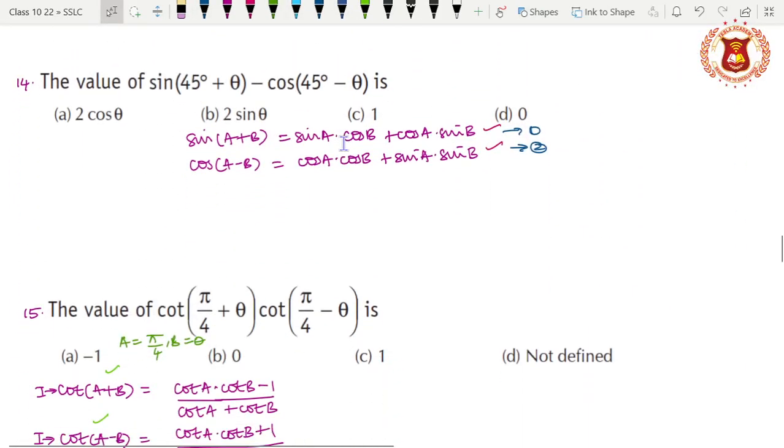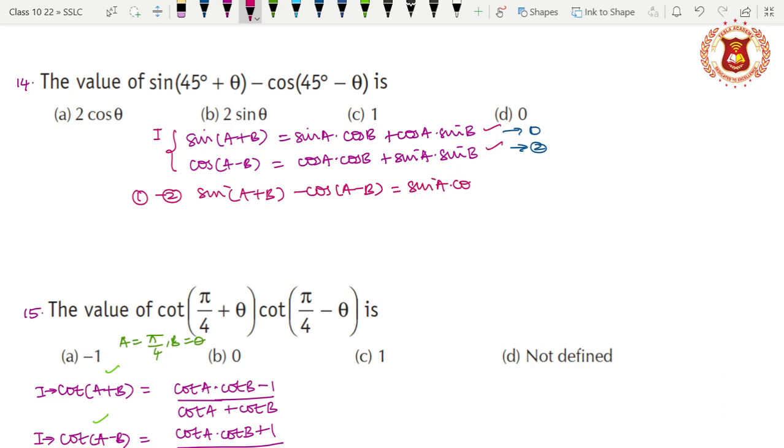Moving on to the next problem here. In this problem, we are using two identities again. The value of sine of 45 degree plus theta minus cos of 45 degree minus theta. Now subtract 1 and 2. 1 minus 2 will give what here? Sine of a plus b minus cos of a minus b is equal to sine a into cos b.